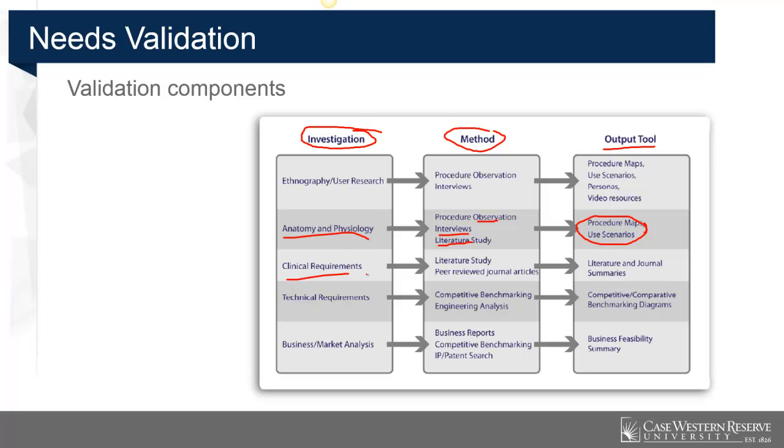Clinical requirements, of course, could be simply obtained from a literature study or a peer-reviewed journal. You want to know what the state of the art is. And of course, the output is the summary of what you learn. And again, this can be tested, which becomes the validation. We're not only talking about technology here, we're talking about business and market analysis. So there'll be other stakeholders involved in helping you develop business reports, doing some competitive benchmarking, or even doing intellectual property and patent searches. And your outcome there, of course, is business feasibility and summary. And there are stakeholders that can help test what you produce. And again, that's a form of validation.